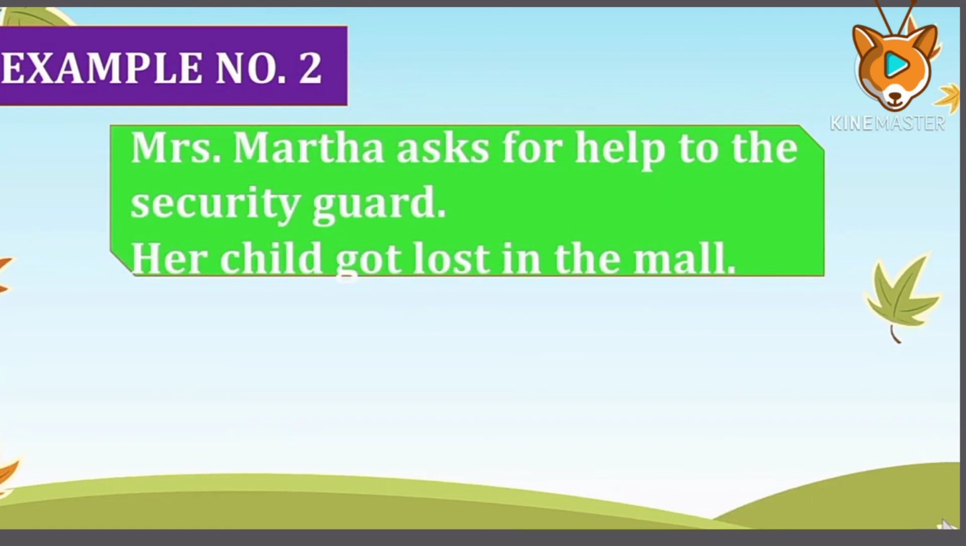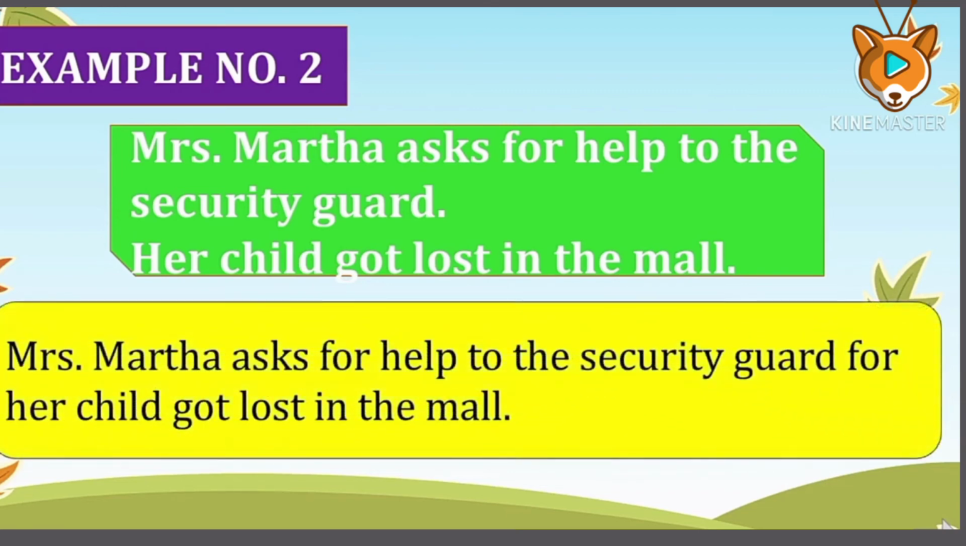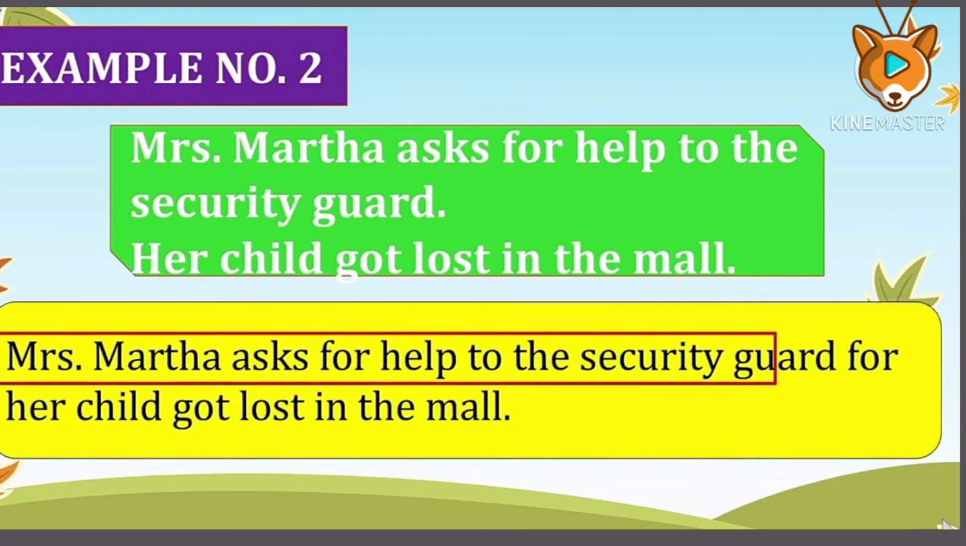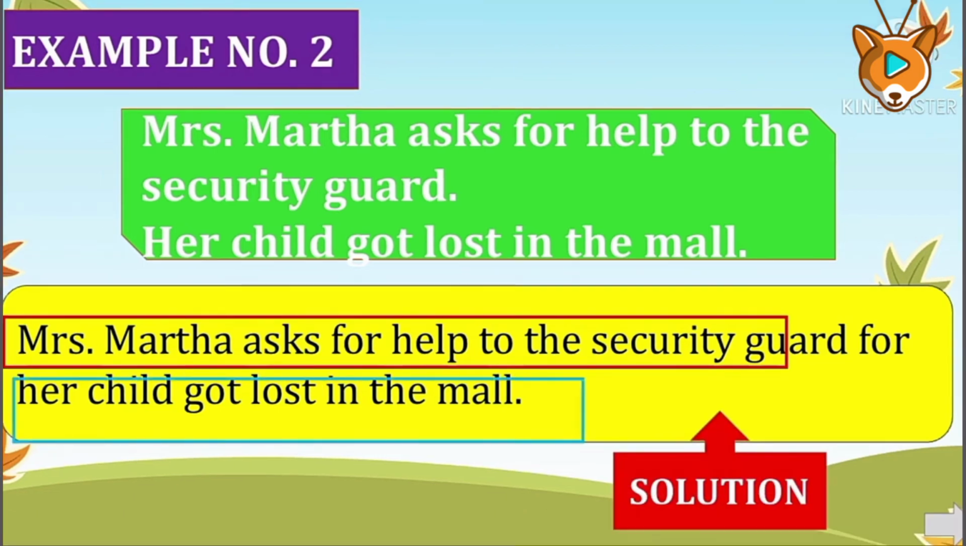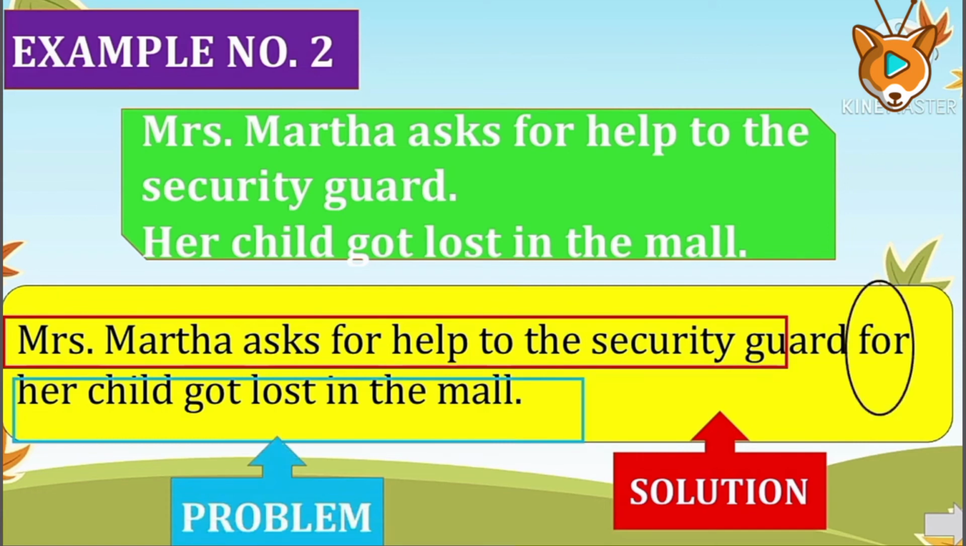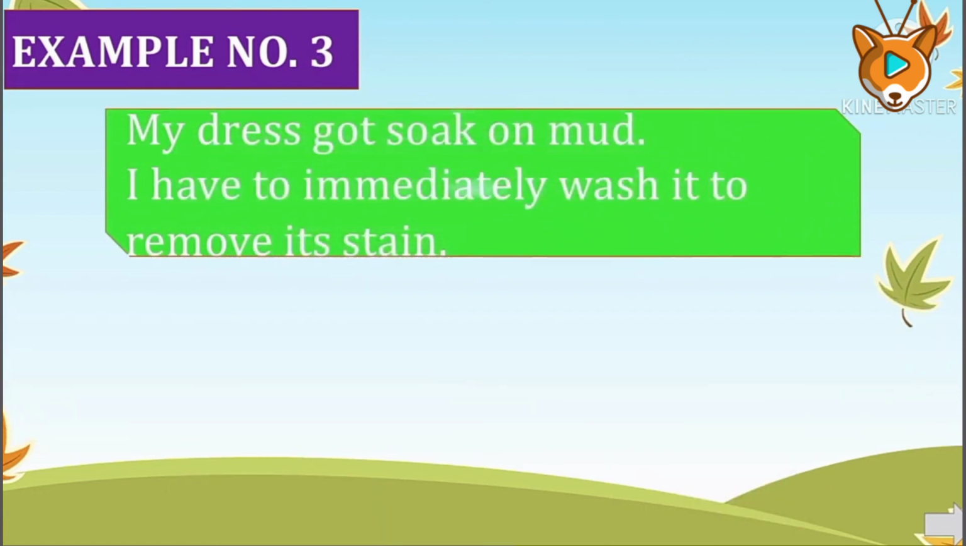Example number 2. Mrs. Martha asked for help to the security guard. Her child got lost in the mall. Mrs. Martha asked for help to the security guard for her child got lost in the mall. Mrs. Martha asked for help to the security guard, it is the solution. For her child got lost in the mall, that is the problem. And it is being connected with the word for.